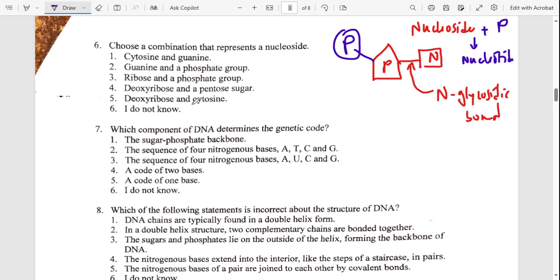Deoxyribose and cytosine. This is correct because deoxyribose is a sugar, cytosine is a base. So a sugar and a base is what makes up a nucleoside. I hope that makes sense.